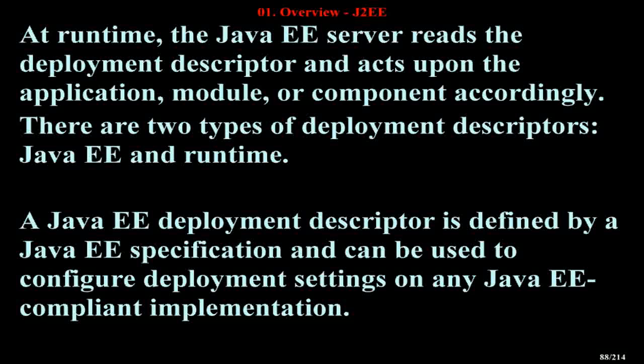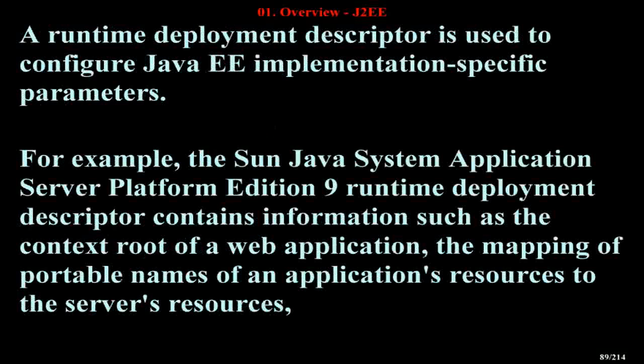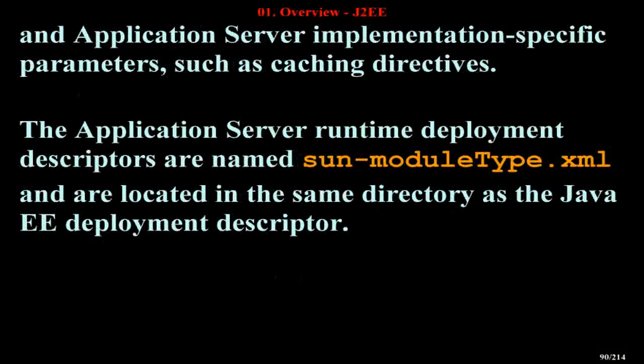There are two types of deployment descriptors, Java EE and runtime. A Java EE deployment descriptor is defined by a Java EE specification and can be used to configure deployment settings on any Java EE compliant implementation. A runtime deployment descriptor is used to configure Java EE implementation specific parameters. For example, the Sun Java System Application Server Platform Edition 9 runtime deployment descriptor contains information such as the context root of a web application, the mapping of portable names of an application's resources to the server's resources, and application server implementation specific parameters, such as caching directives.